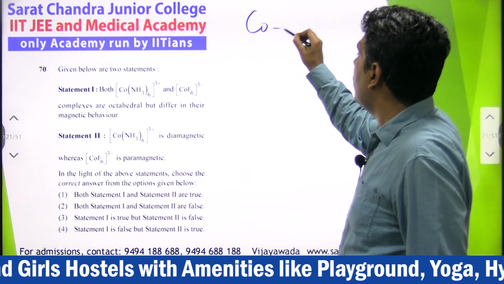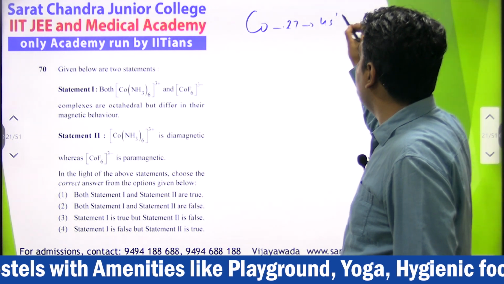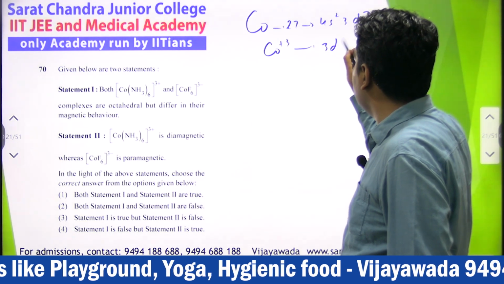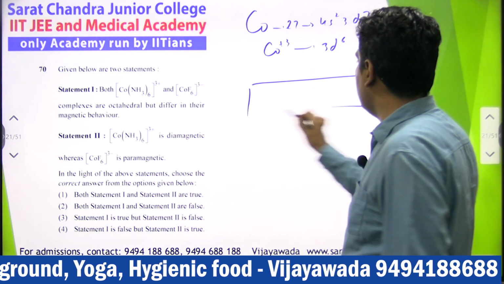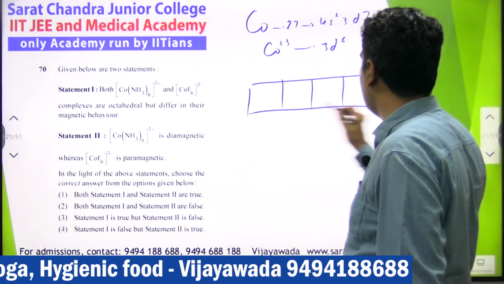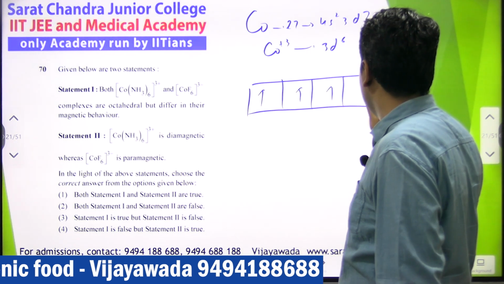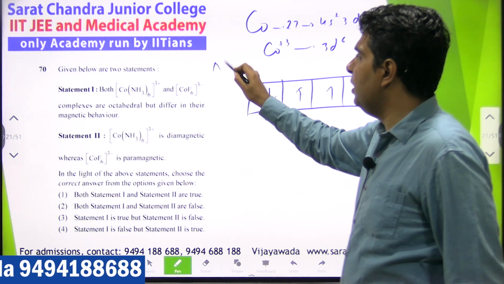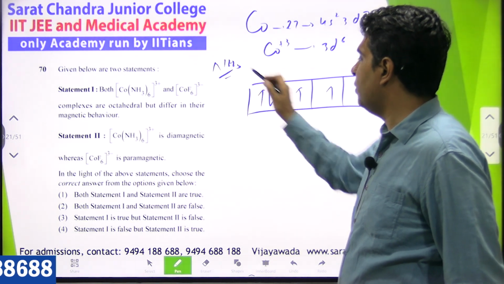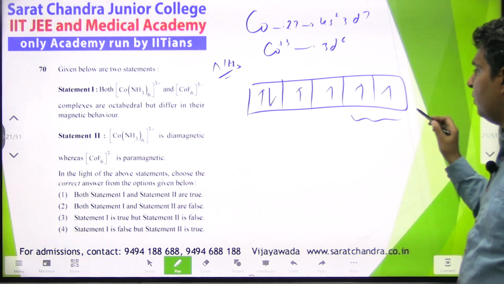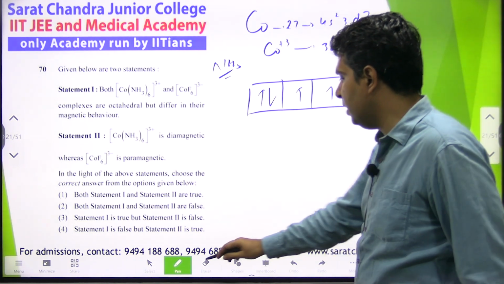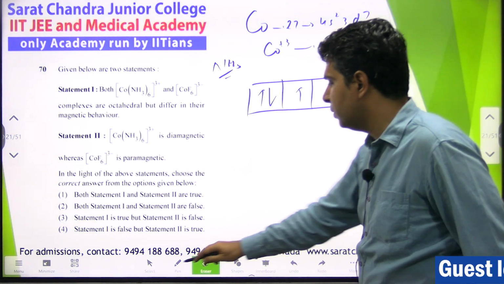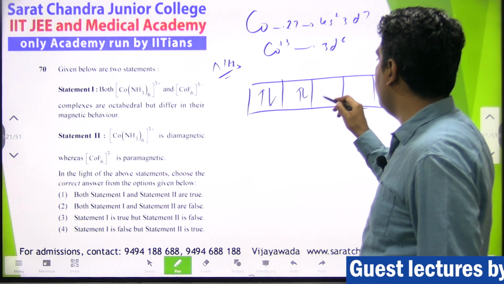Cobalt, atomic number 27, has the electronic configuration 4s2 3d7. Now Co3+ has the electronic configuration 3d6. So this is the electronic configuration of Co3+: 1, 2, 3, 4, 5 and 6. Now ammonia, being a strong field ligand, will cause pairing of electrons. So after pairing, these two d orbitals will be empty. These two will undergo pairing, so the electrons will be paired.